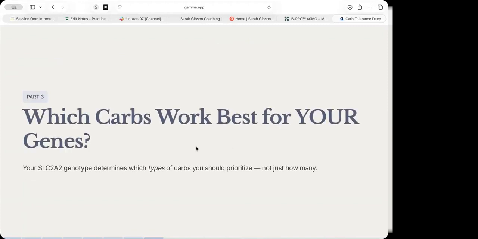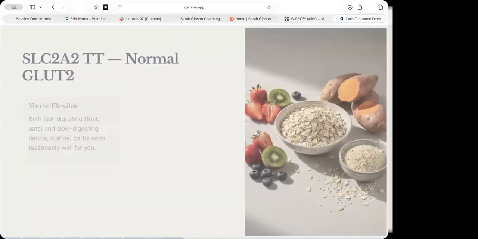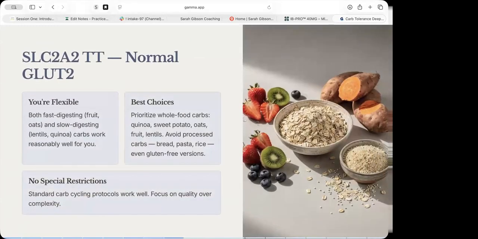So, this can help us understand, if you've got an impact on this gene, which types of carbs you should prioritize, not just how many. People who have a pretty flexible or pretty normal version of the SLC2A2 gene tend to be able to tolerate a wide variety of carbs, even things like quinoa and oats, because their ability to digest them is moderate. Their body is not pulling them into the bloodstream super quickly, which is great.